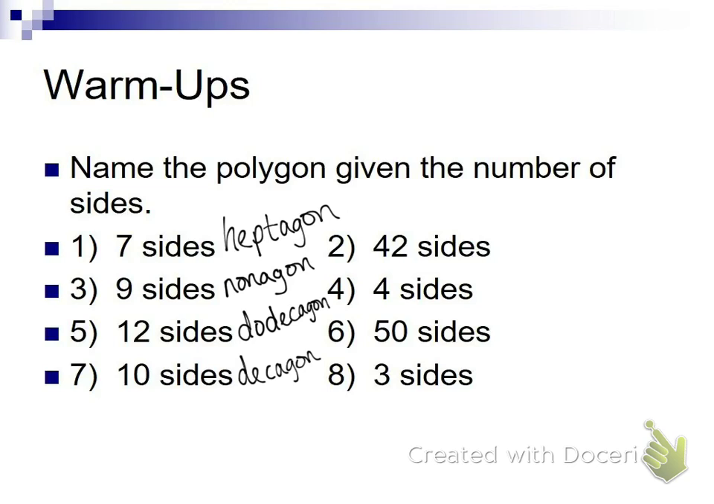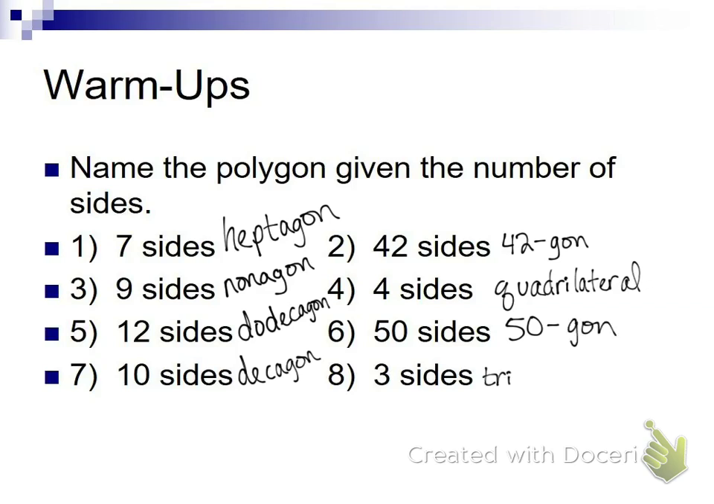What about 42 sides? 42-gon. Not a gon, just 42-gon. 4 sides. A quadrilateral, if that's all that we know about it. 50 sides. A 50-gon. And 3 sides would be a triangle.